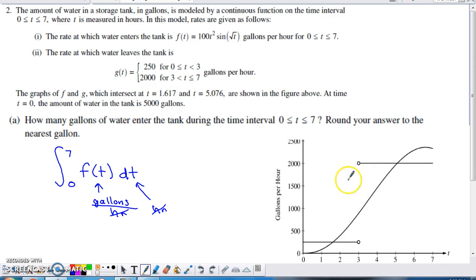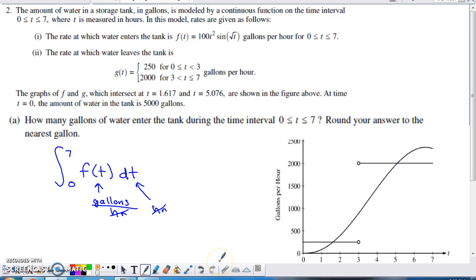They give us the graph of f and g to work with here to answer our questions. And they tell us the intersection points too. So they tell us that this intersection right here is at a t-value of 1.617 and that this intersection point right here is at a t-value of 5.076. We also know that we've got 5,000 gallons of water in the tank at the beginning of the time frame.